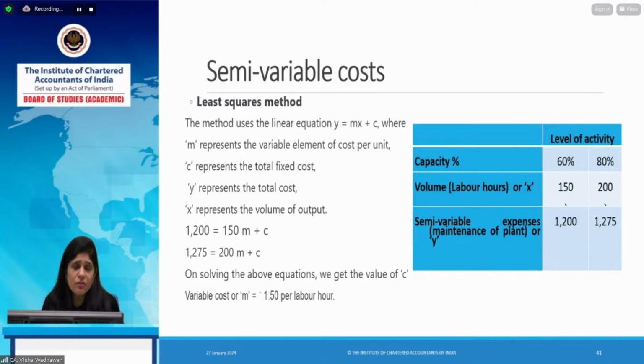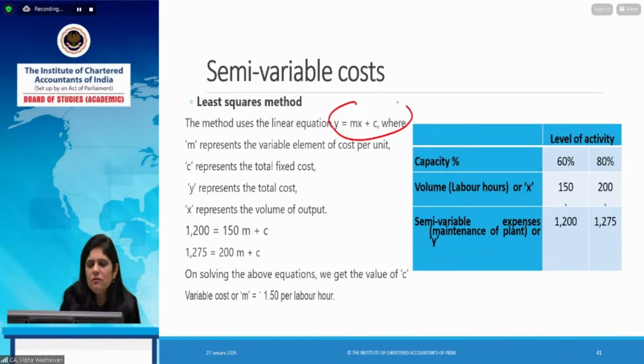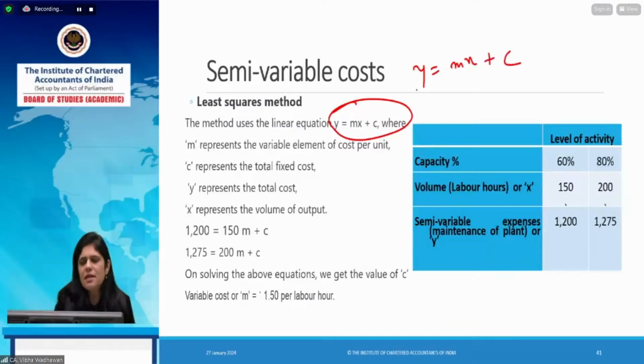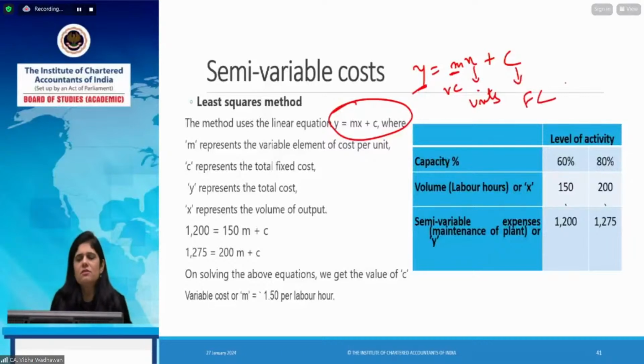Least square method. This is in the form of an equation. This is the least square equation. I hope you know, Y = mx + c. Y is the semi-variable cost, the total cost. M is the variable cost. X is the number of units. C is the fixed cost. Clear? So this is the equation: Y = mx + c.